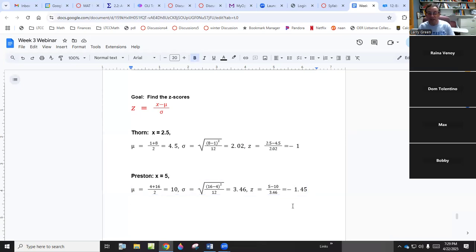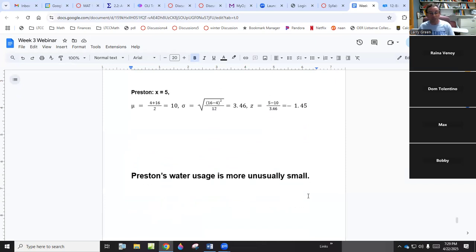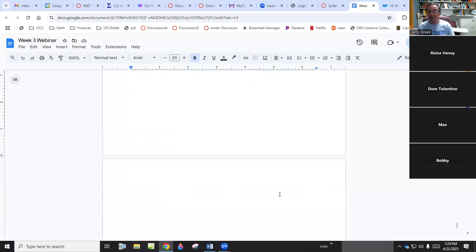Any questions at all on using the z-scores to understand how unusual something is and using the formulas for mu and sigma for a distribution that is uniform? Any questions at all on that? Okay, so Preston's water usage is more unusually small. Okay, what's the last thing we need to do? What haven't we done yet?